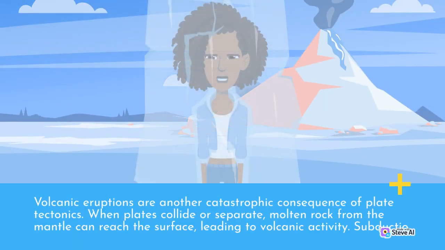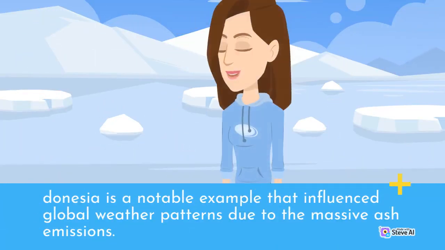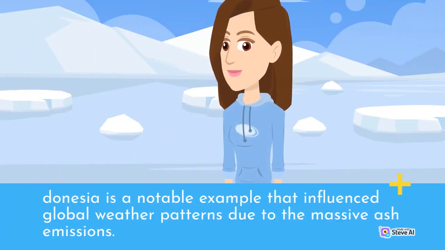Volcanic eruptions are another catastrophic consequence of plate tectonics. When plates collide or separate, molten rock from the mantle can reach the surface, leading to volcanic activity. Subduction zones, created by plate movement, can cause crustal rocks to melt, producing magma. Eruptions can be explosive or result in the formation of volcanic vents. The 1815 eruption of Mount Tambora in Indonesia is a notable example that influenced global weather patterns due to the massive ash emissions.